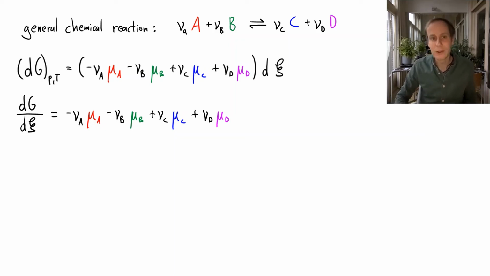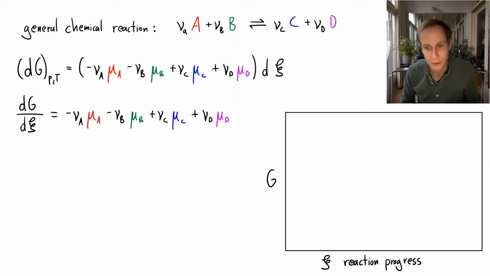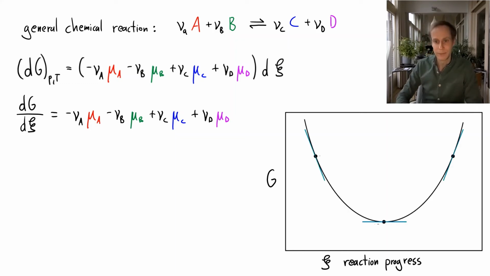Okay, let me plot the free energy now, in dependence of the squiggle parameter. I do this in this box here. On the y-axis, I write the free energy, and on the x-axis, the reaction progress parameter squiggle. And now I draw the dependence of G on squiggle. Here it comes. So it's this typical U-shaped curve. And now we have 3 points that we can look at.